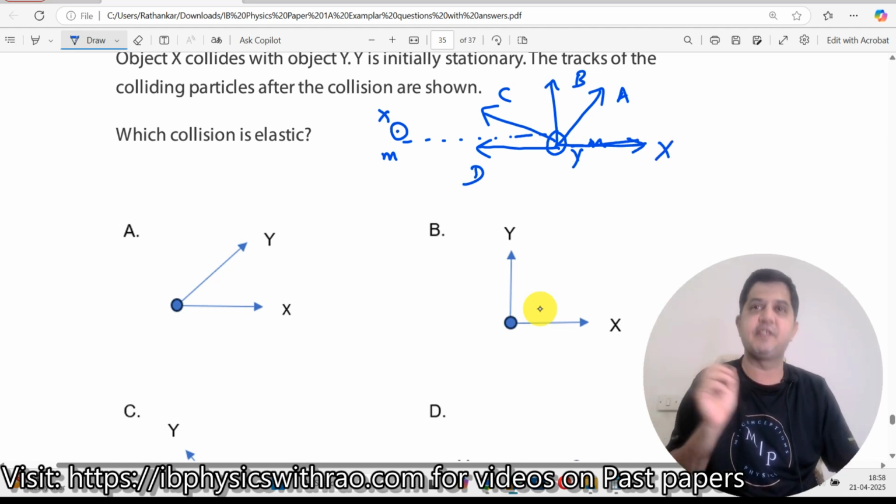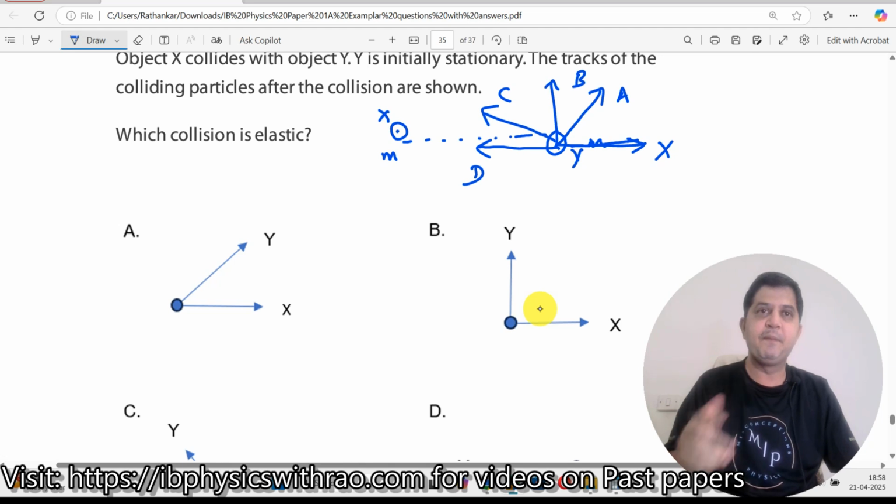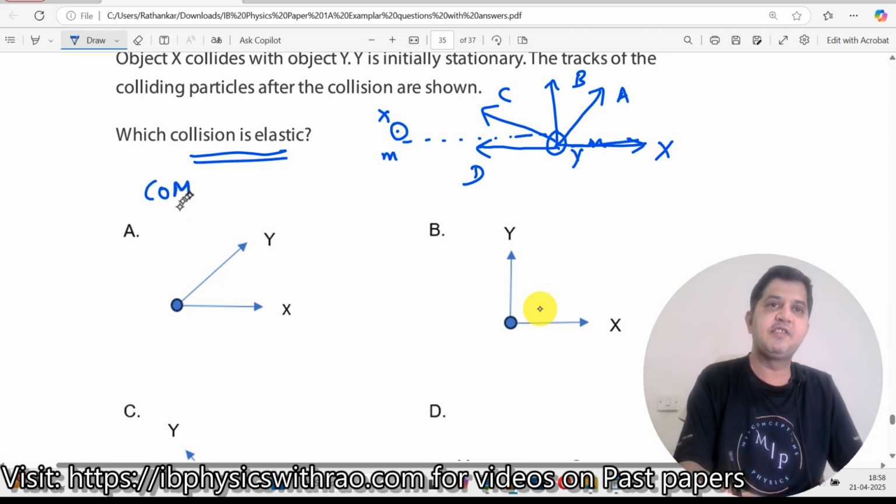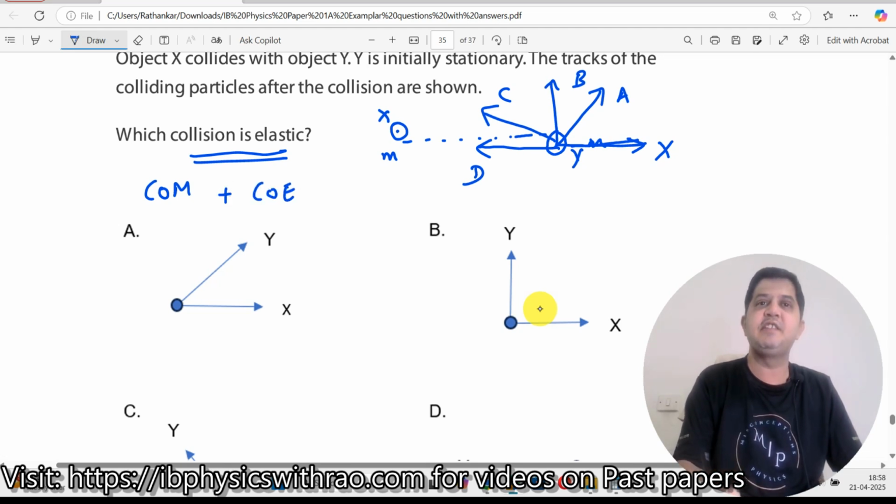Now, which of the options is correct? How do you solve this? What is the clue given here? The clue given here is which collision is elastic. What do you mean by elastic? Elastic means conservation of momentum is always obeyed. In addition to it, conservation of energy is also obeyed. This is what is called elastic.